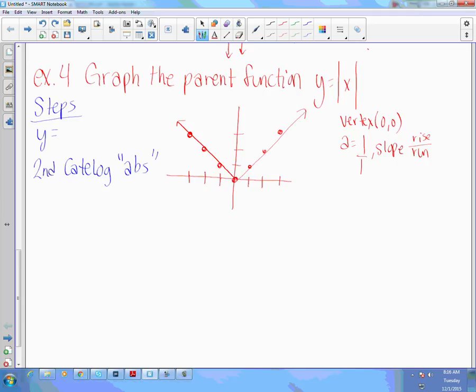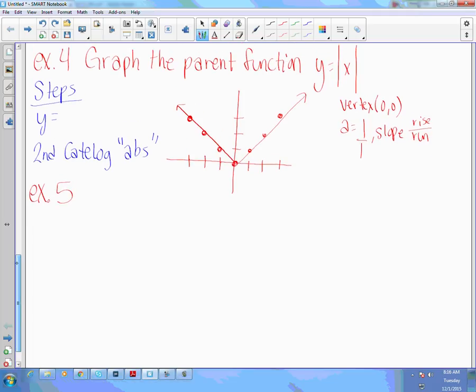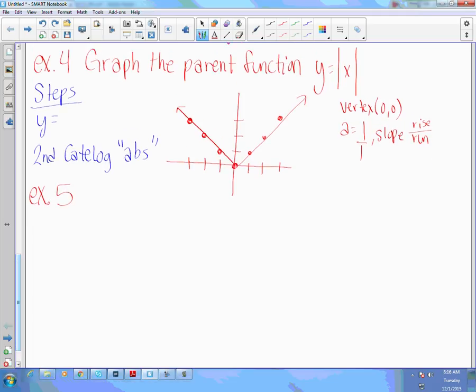Okay, let's go to the same problems we did with the quadratics. When I give you a function, you have to tell me what the vertex is. And put your bags down on the ground, please.